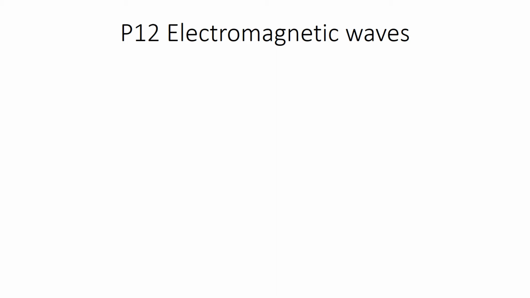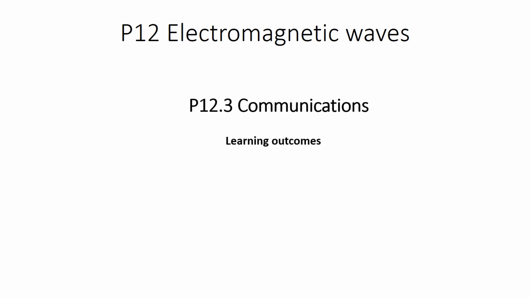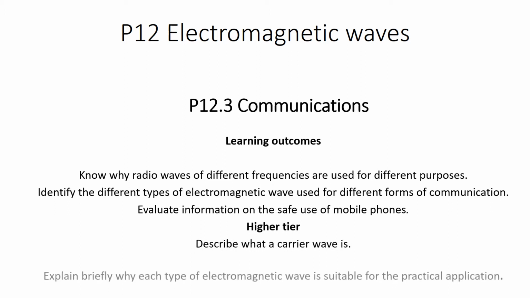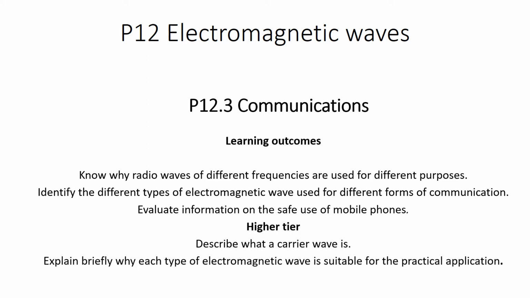Good morning, Year 10. Today we're looking at electromagnetic waves, in particular how they're involved in communications. There are 5 learning outcomes for today, and we're going to look at knowing which radio waves we use for which purposes, identifying the types of electromagnetic wave used for different forms of communication, and evaluate the information on safe use of mobile phones. And lastly, for the higher tier, describe what a carrier wave is and explain briefly what each type of electromagnetic wave is suitable for a practical application.